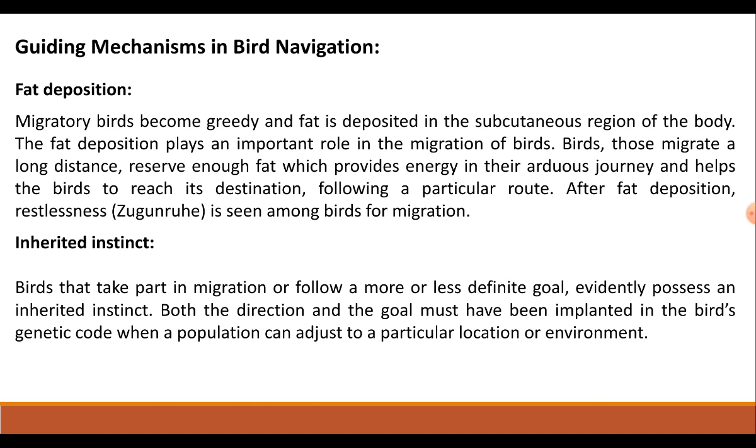The other reason is inherited instinct, where birds that take part in migration follow a more or less definite goal and evidently possess inherent instinct, where both the direction and the goal must have been implanted in the bird's genetic code when a population can adjust to a particular location or environment.